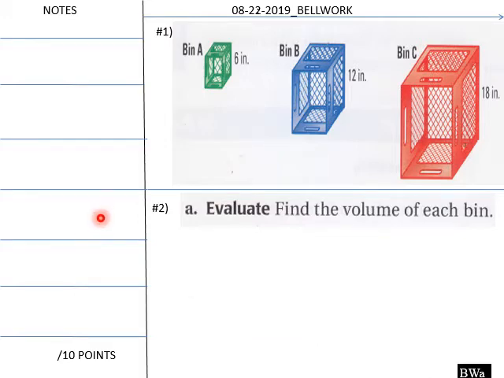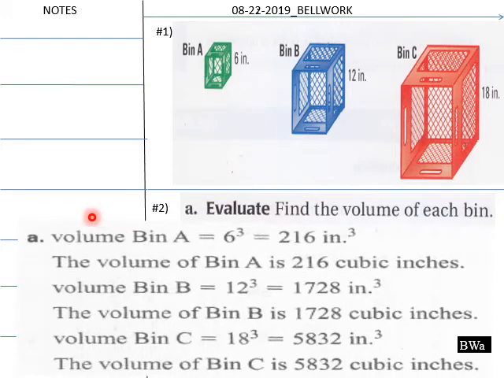Okay, welcome back, students. Here is the volume for bin A. Bin A is 216, then bin B, and then bin C. Here are your cubic inch volumes for each one of these bins. Check your work.